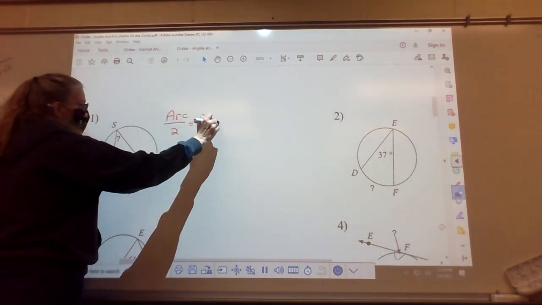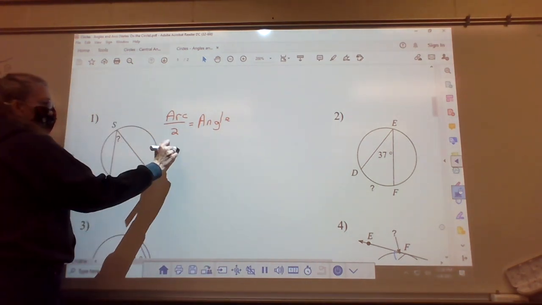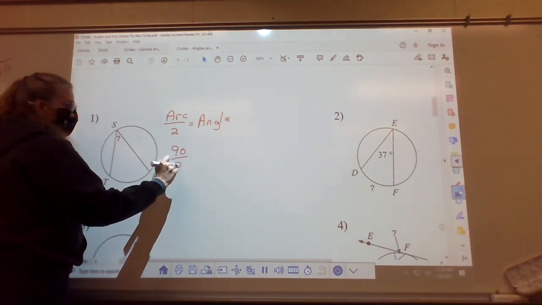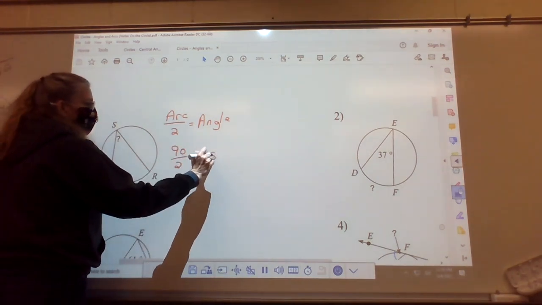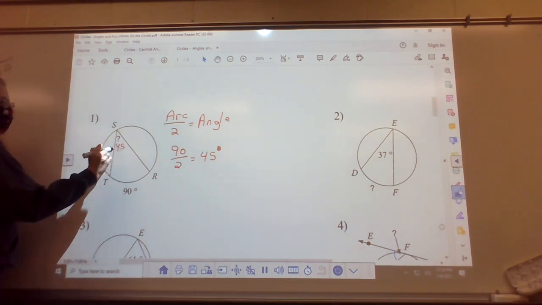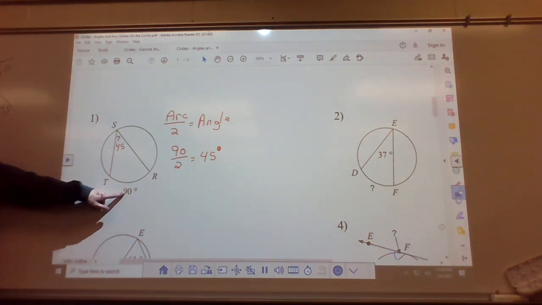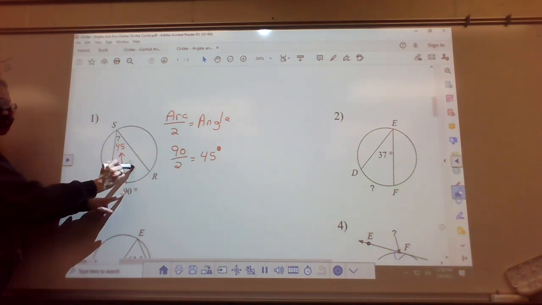Now, I'm not going to write this for every single problem. The arc is 90. Divide by 2. The angle, therefore, is going to be 45. So if I give you the arc, you're going to shoot back inside. Make sure you divide by 2.